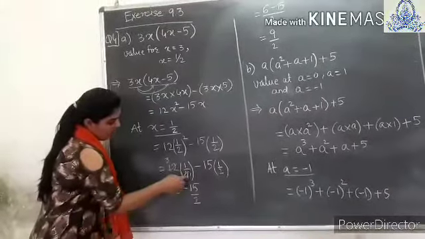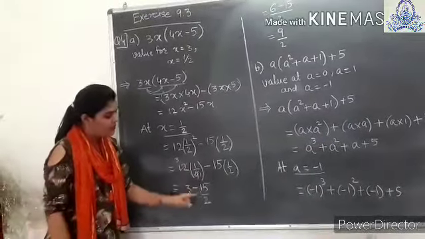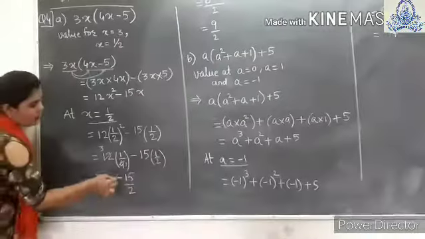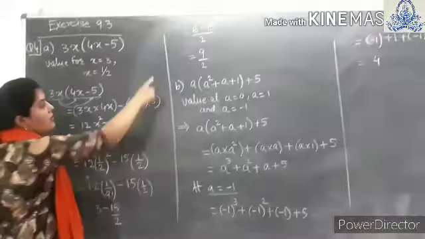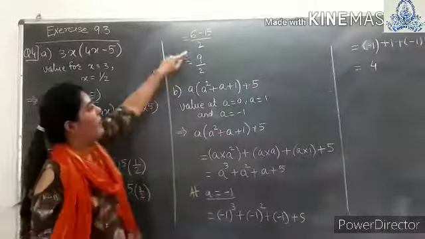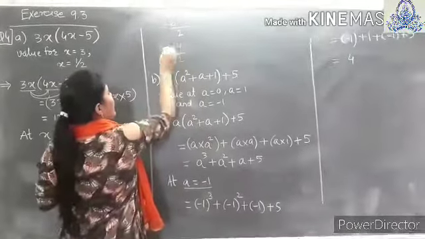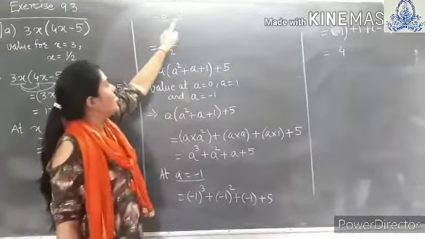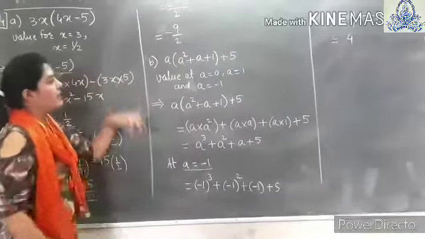Now see here, 4 ones are 4, 4 threes are 12. So 3 minus 15 upon 2. Now we will do cross multiplication. 2 threes are 6 minus 15 whole divided by 2. So 6 minus 15 is minus 9 upon 2. Okay, now see the next example.